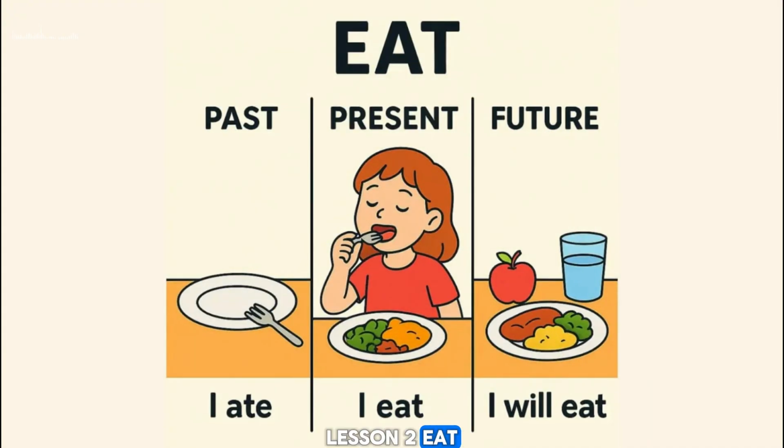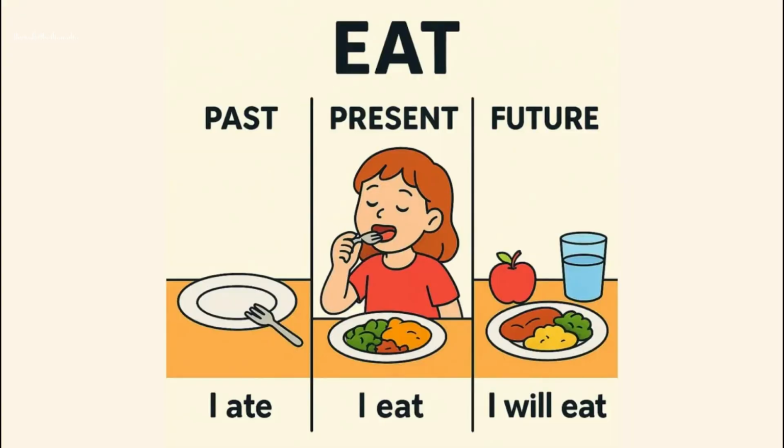Lesson 2. Eat. Now look at picture number 2. The verb is eat. Past, the plate is empty. The girl ate already. We say, I ate. A-T-E. Ate is past tense. Present, the girl is eating now. We say, I eat. She is eating today. Future, food is on the table, waiting. We say, I will eat. She will eat later. Remember, ate, eat, will eat.